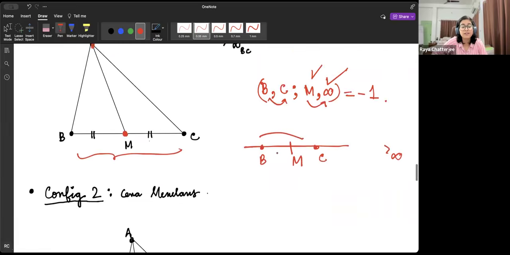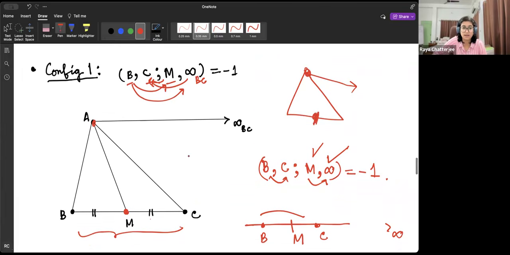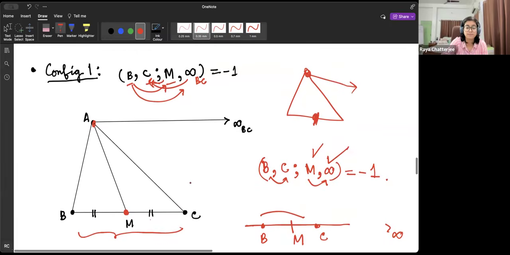All right, so that is a very basic configuration that you should obviously keep in mind. Whenever you see a triangle with a midpoint, and you want to prove something parallel to something, and you have a line parallel to the base through the topmost vertex, then just take the midpoint and try to prove that this cross ratio is going to be -1. Then you'll just be done. So that is a useful trick.